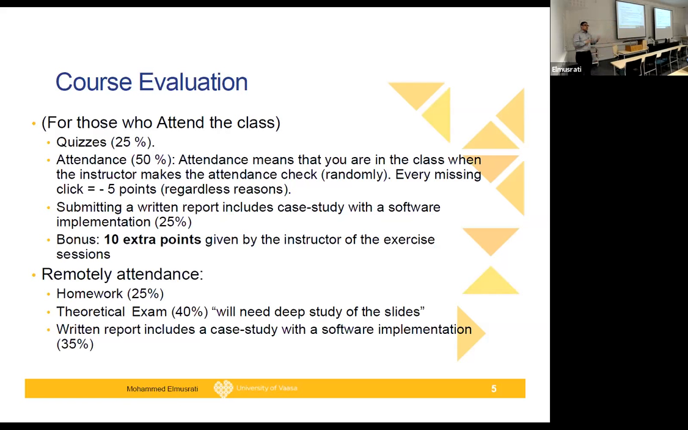How to evaluate the attendance? Usually I do this randomly. So maybe during the whole course, I would do it like maybe 5-7 times, I start taking the attendance, and everyone who was not attending at the time of clicking would lose 5 points. So this is the way, but just by attending all lectures, at least you would pass the course.